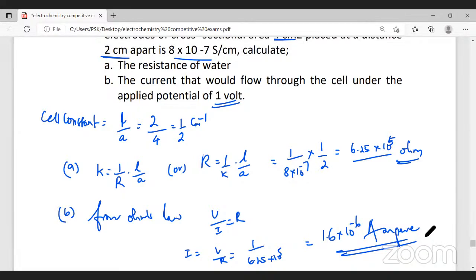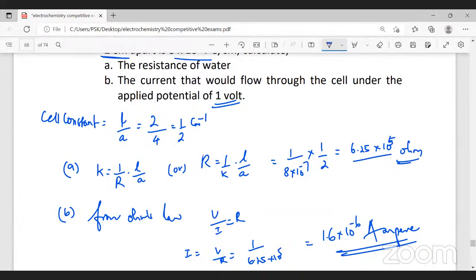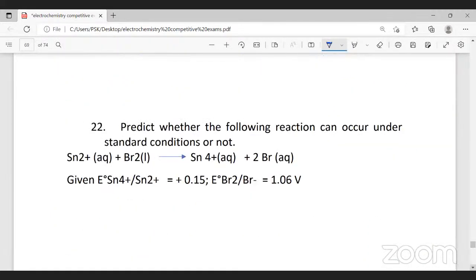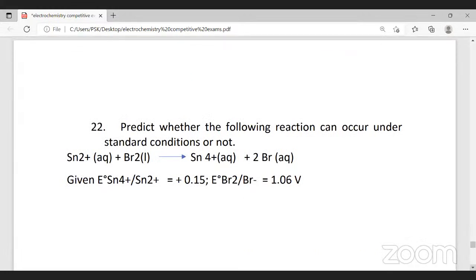Yes, sir. The next question is: predict whether the following reaction can occur under standard conditions or not. How do you predict whether the reaction occurs at standard conditions or not?